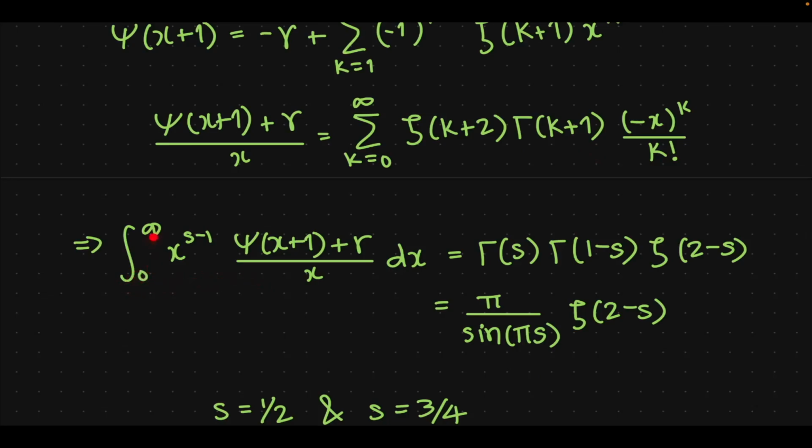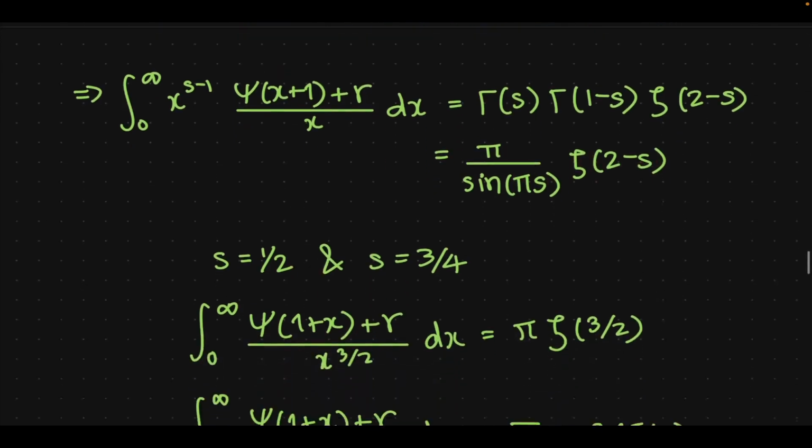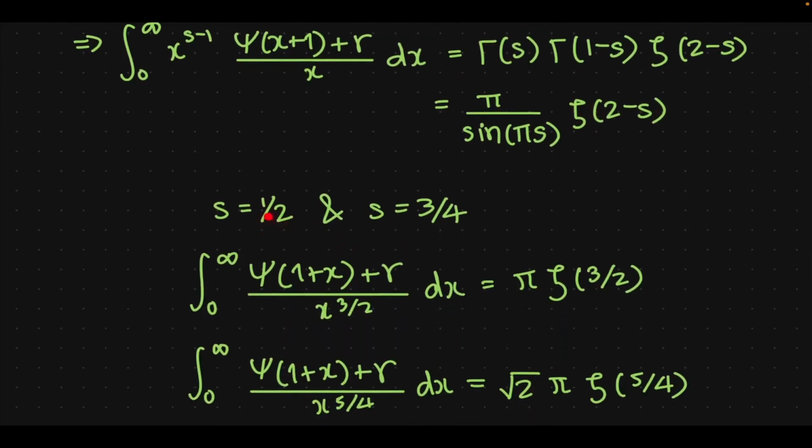So we have integral 0 to infinity x to the s minus 1, digamma of x plus 1 plus Euler-Mascheroni over x dx equals gamma of s, gamma of 1 minus s, Riemann Zeta of 2 minus s. So the first can be simplified using the reflection formula pi over sine pi s times the Riemann Zeta of 2 minus s. Special cases again for s equals 1/2 and s equals 3 by 4.